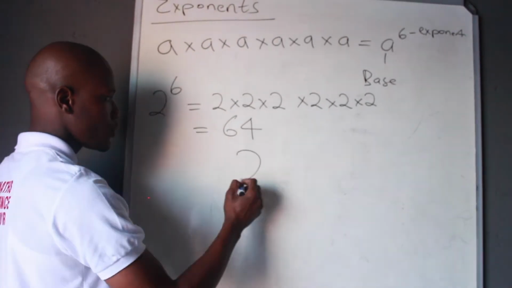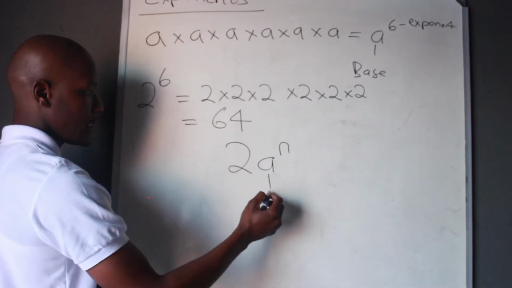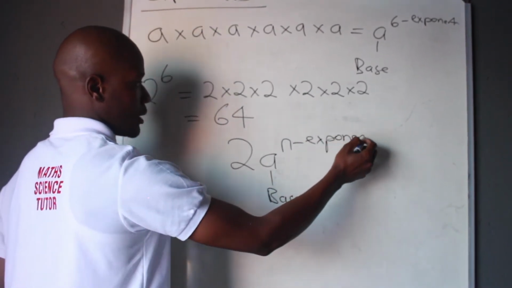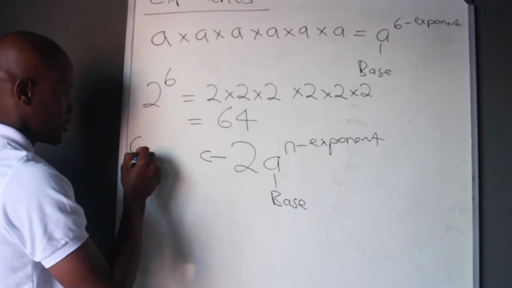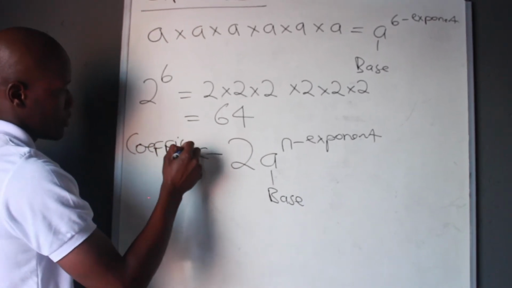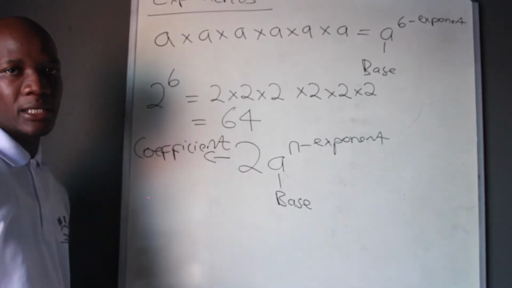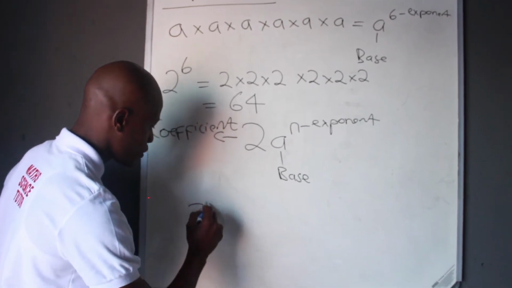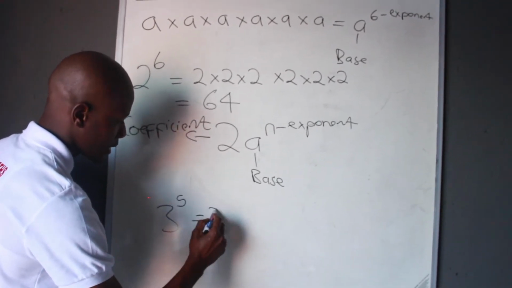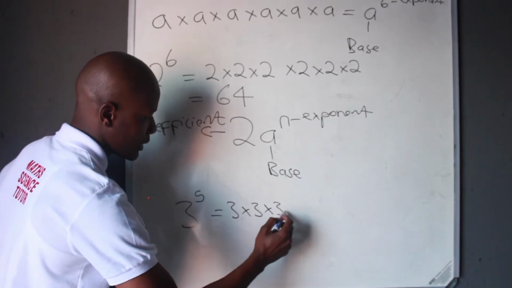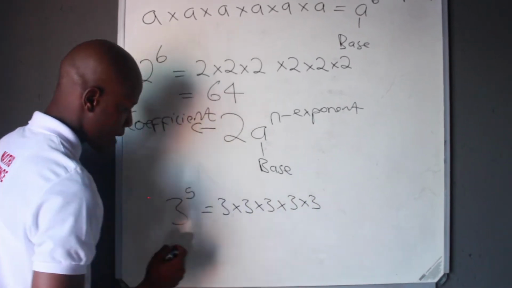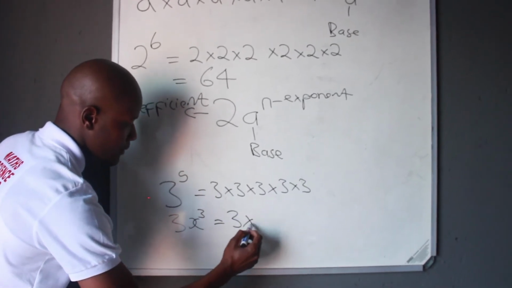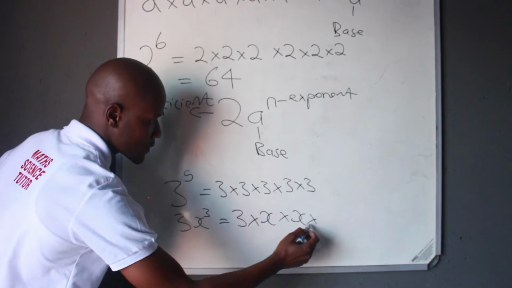So 2a to the power n. a is the base, n is the exponent, and 2 is the coefficient. Remember, a coefficient is a number that is attached to the base. So if we have 3 to the power 5, it is 3 times 3 times 3 times 3 times 3. And 3x cubed is the same as 3 times x times x times x.